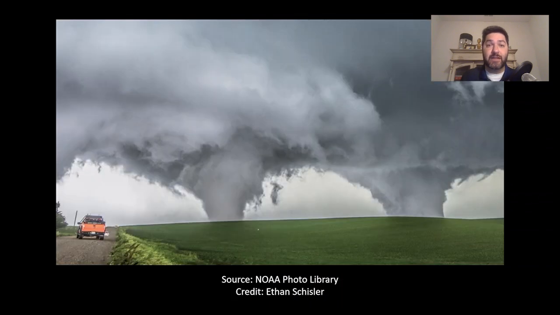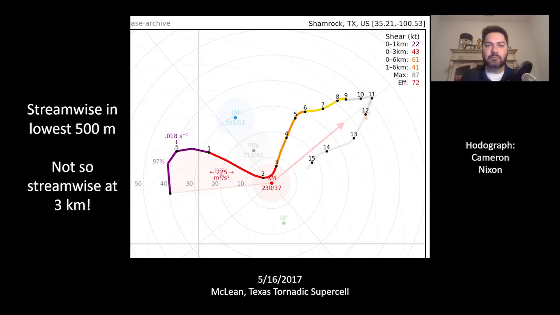This is the event as it happened. Double wedges, pretty infamous event here. Both tornadoes were rated EF4. Now, this particular forecast sounding is from 2017, associated with the McLean, Texas tornadic supercell. And you'll notice that it is very streamwise in the lowest 500 meters. So you can see here's the right moving motion off to the northeast at about 37 knots.